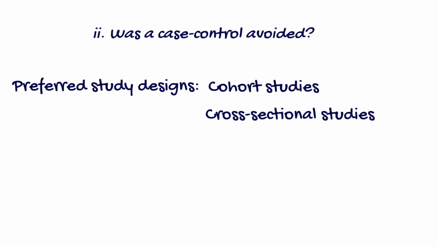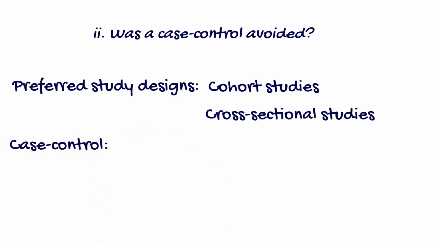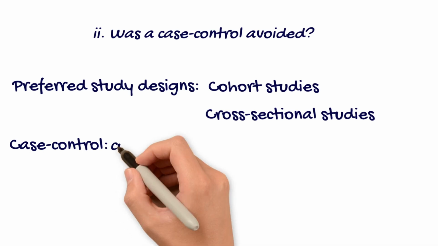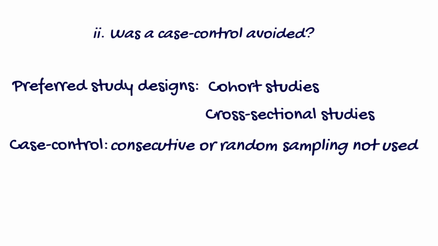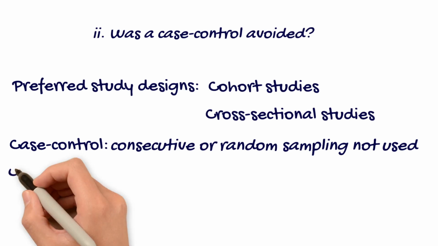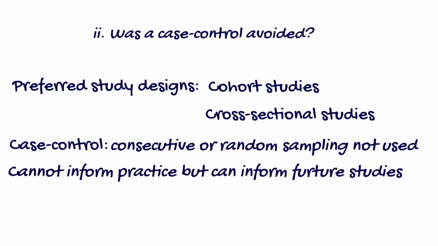Why avoid a case control design? In this design, participants are chosen based on whether they have the condition being studied as cases or not as controls, and then they are tested with the index test. Consecutive or random sampling is not used. This selective approach can lead to biased estimates of diagnostic accuracy, while the results of the case control design can help to plan for more advanced cohort or cross-sectional studies. They cannot be directly applied to clinical practice.